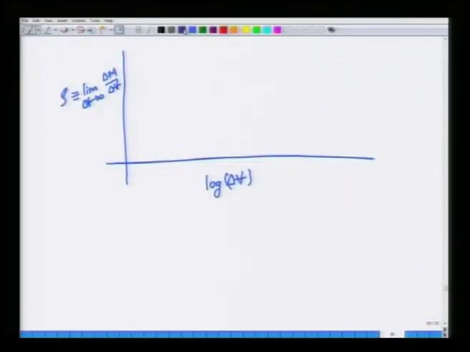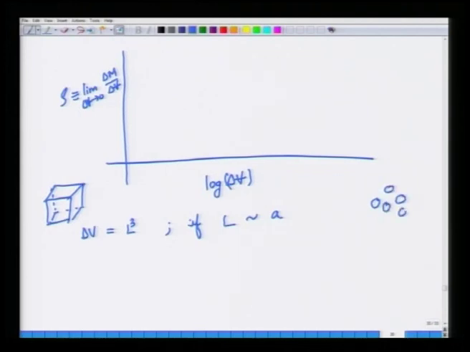Suppose delta V is L cube, the volume of a cube of side L. If L is comparable to molecular dimensions, say you consider a liquid whose molecules have diameter A, then you take a tiny volume comparable to A cube, comparable to the molecular volume.